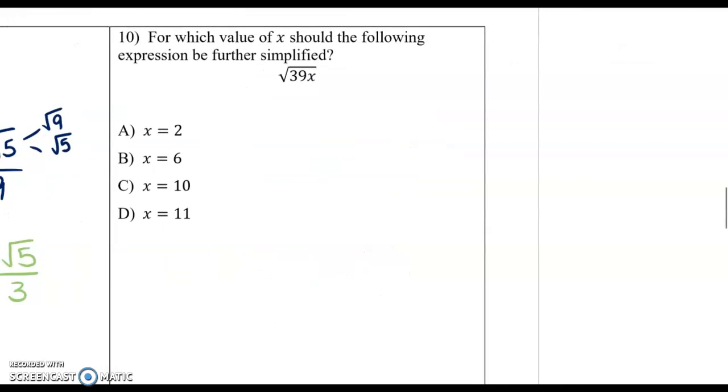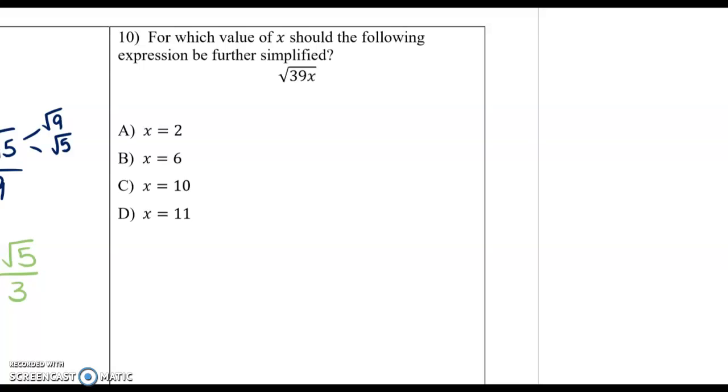The next problem is interesting. We've seen this on the Keystone exam a few times, usually on the second day, which is called Module 2. Basically, what they were trying to say is if you plug a number in for x, whether that number be 2, 6, 10, or 11, you will be able to simplify the radical further, meaning you'll be able to find a perfect square inside.